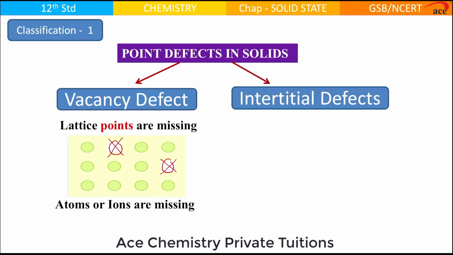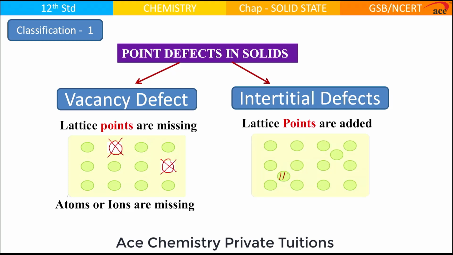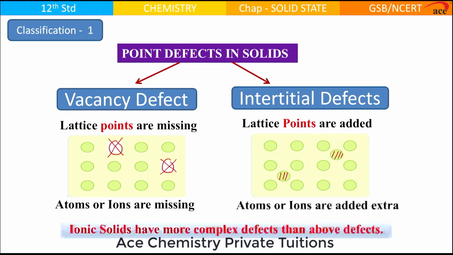The next type of defect is interstitial defect. The name itself clearly indicates interstitial. That means lattice points are added. So, this lattice point and this lattice point are extra added to our crystalline solid. Therefore, it is an example of interstitial defect. That means here atoms or ions are added extra. Now, when you talk about ionic solids, which is the main part, they have more complex defects than the simple defects of vacancy and interstitial defects. Remember, ionic solids will be more complicated, defects will be present.